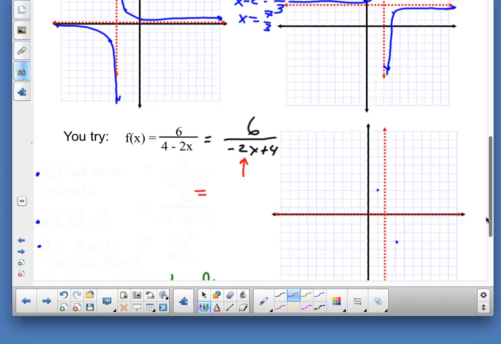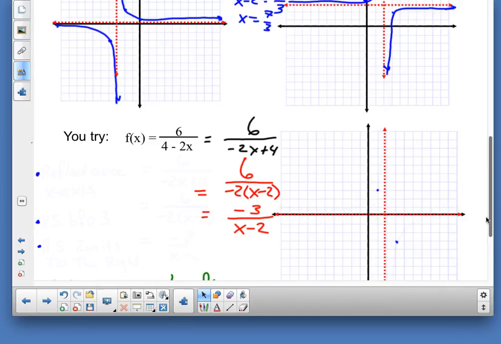So I've got 6 on top. I got -2x minus 2. Okay. Now keep in mind, 6 divided by -2, that's -3. So I've got a value. I've got -3 on top, x minus 2 on the bottom, which is a different way of looking at it. I've got a reflection over the x-axis, a vertical stretch of 3. I'm moving the graph 2 units to the right.